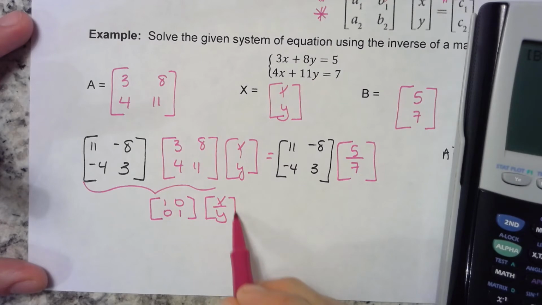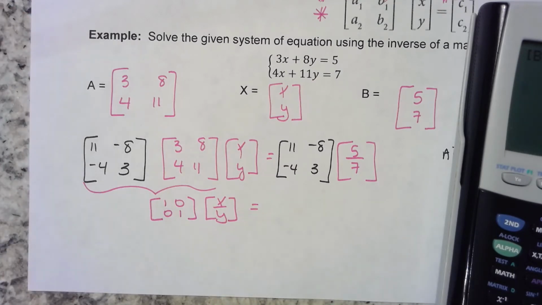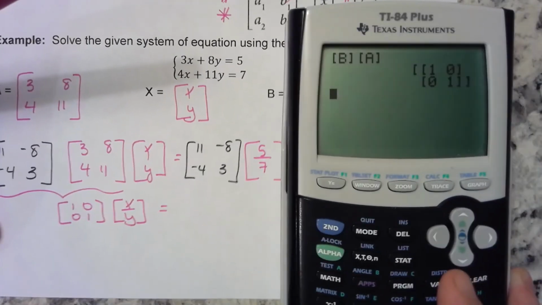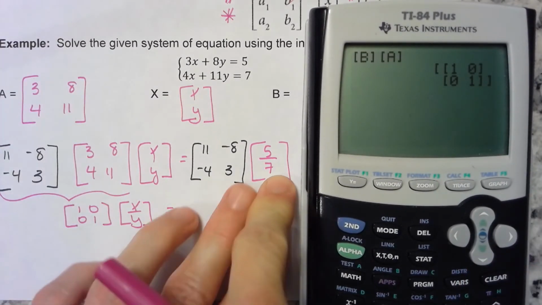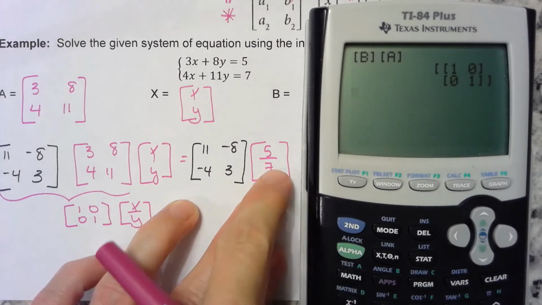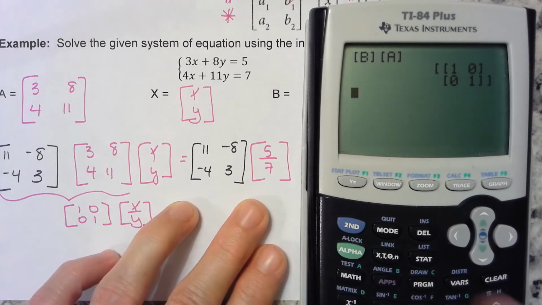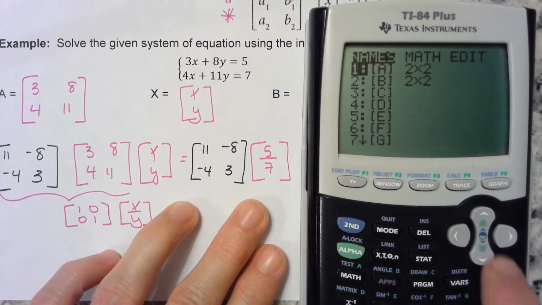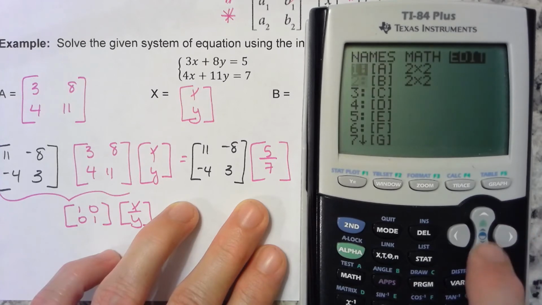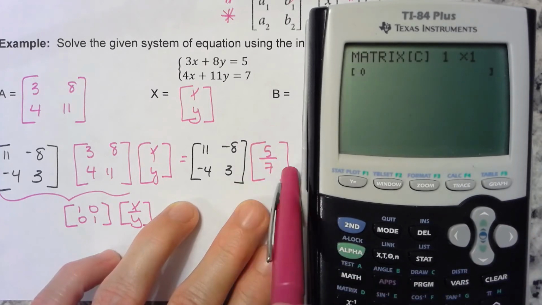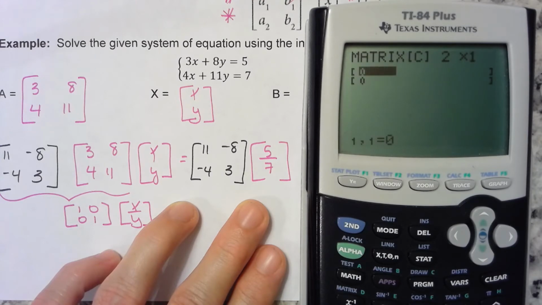Now let's multiply the right hand side. I'm just going to use the calculator to do all this just to save some time. So this is B. Okay, so clear screen, matrix. This time I'm going to go to C. Matrix, edit, C. This is a 2 by 1. This is 5, 7. Quit the screen.